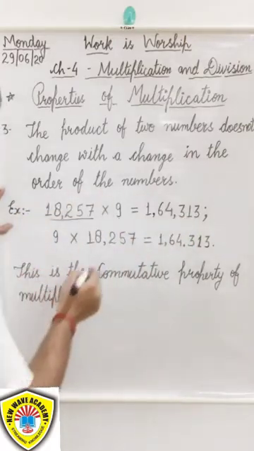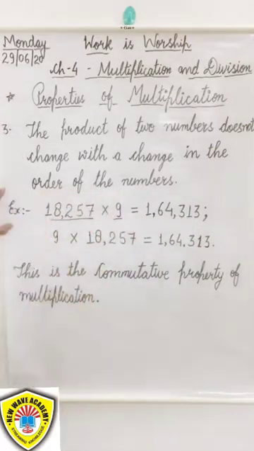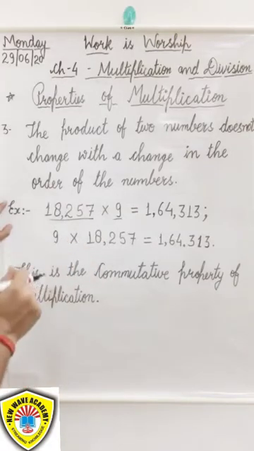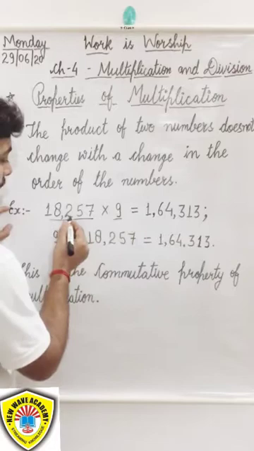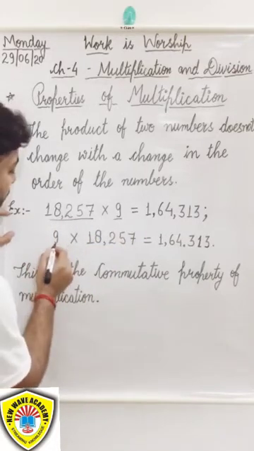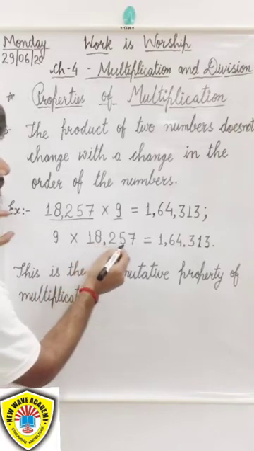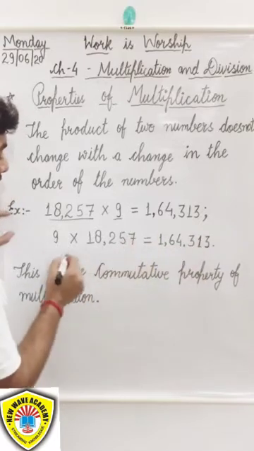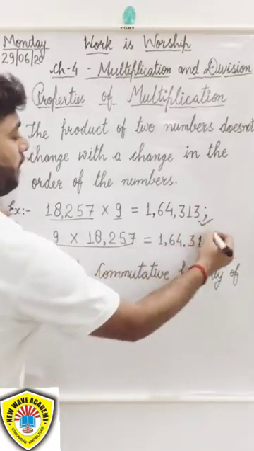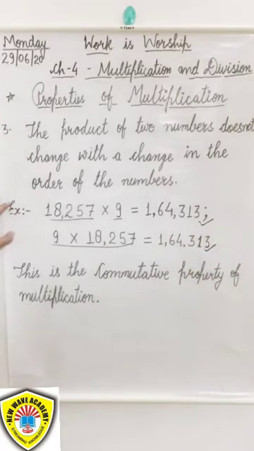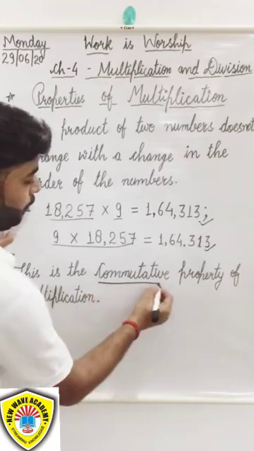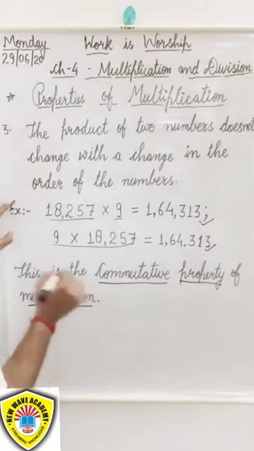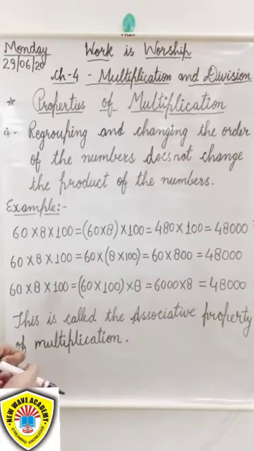1,64,330. Now if we reverse the numbers, it means we change the order of the numbers 9 and 18,257. Now here 9 will multiply by 18,257. So what is the product? The product is 1,64,330. It means in both conditions the product will be the same. So the product of two numbers does not change with the change in the order of the numbers. This is called the commutative property of multiplication.